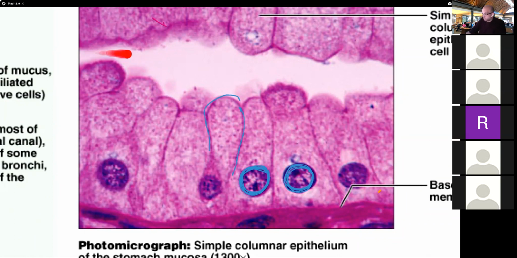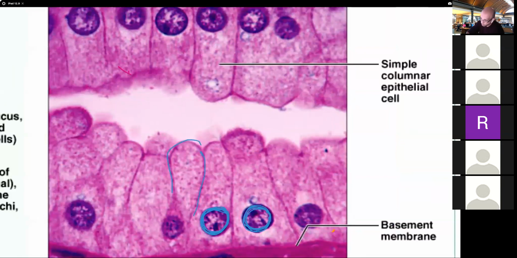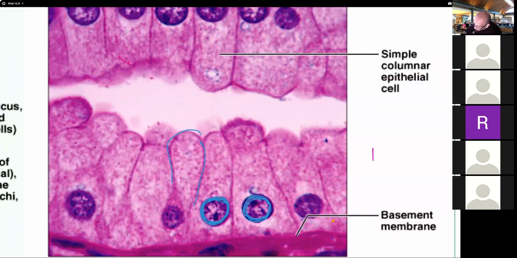So let's try this one. Do I see space lined with cells? What do you think? Yes, so it's epithelium. And do I have one cell layer or more than one cell layer? What do you think? One cell layer or more than one cell layer? Again, when we say more than one cell layer, the cells need to be on top of one another. So you've got a layer on top of another.